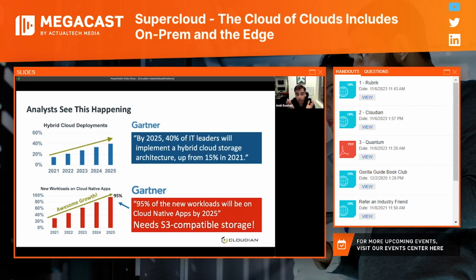Now, the de facto standard of the cloud for cloud storage is S3 APIs, and this will require S3 compatible storage, whether it is in the cloud or on-prem, and that's the need of the hour. So when you're looking at your data infrastructure for your cloud architecture, you need to think S3, right?